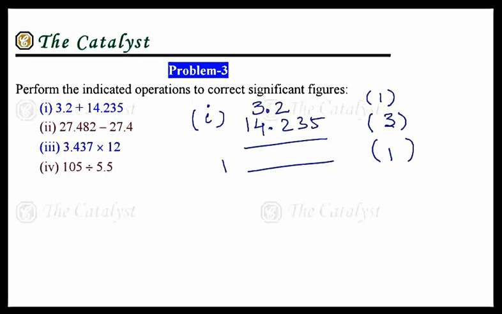First of all we will do normal addition. Normal addition will give us 17.435. That means you need to round off. This is the cutoff digit and you have to round off the 3 and 5. If you round it off, you will get 17.4 as the answer. This is the correct answer of addition.